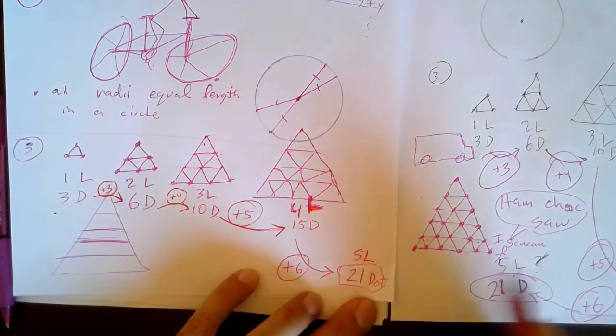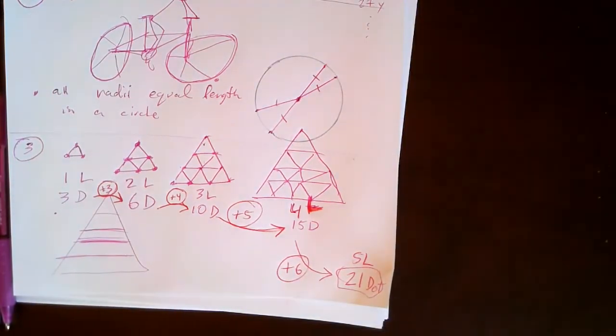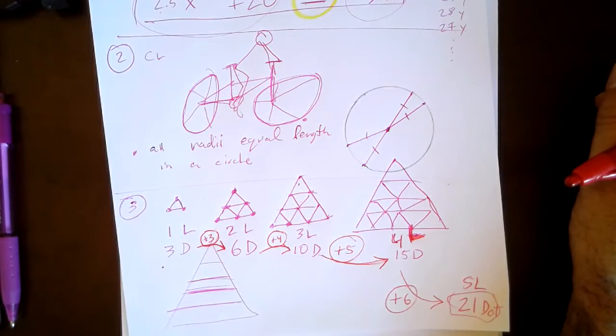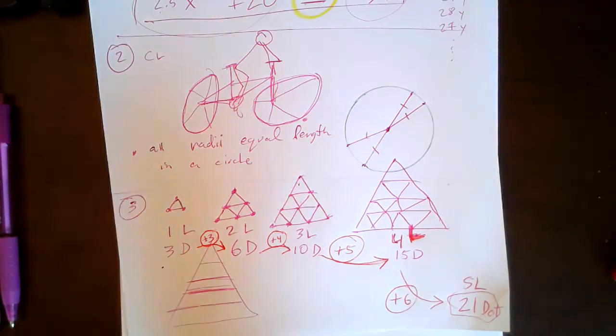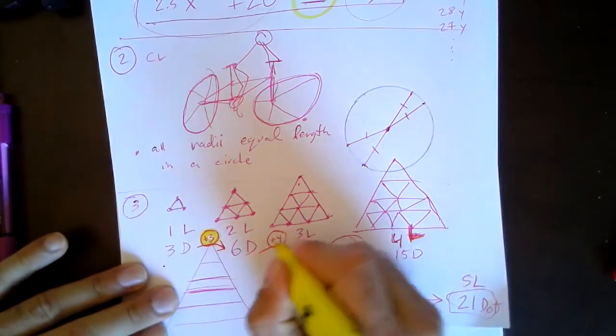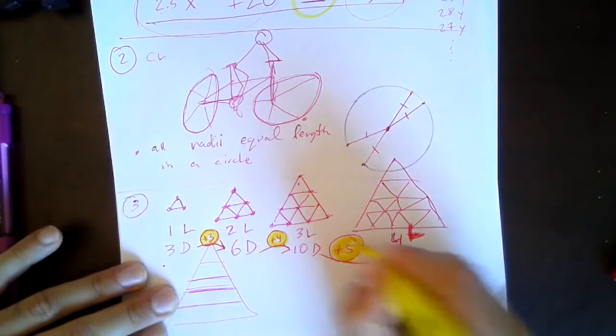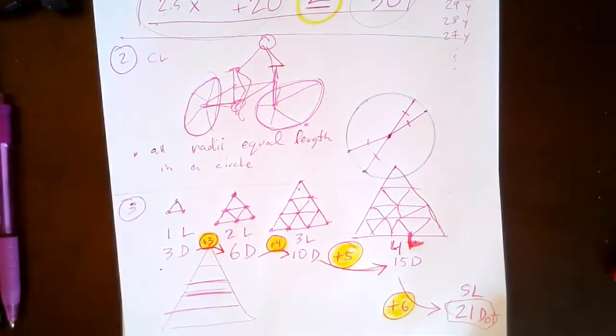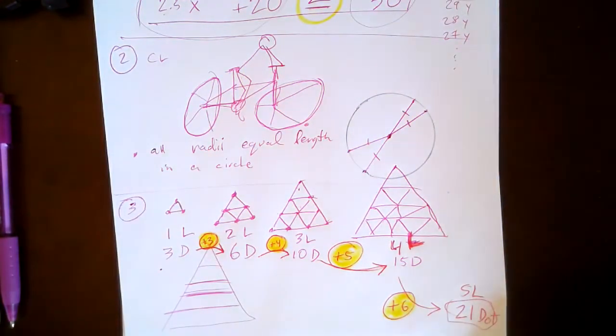Hey now. We got it. Okay, so that's about sequences. The key for this, y'all, is finding the pattern. How does it grow? How does it grow between each of them?